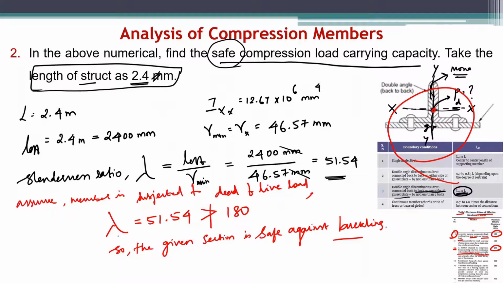And also, if the lambda of any given section exceeds 180, or if the member is subjected to earthquake and wind, it should not exceed 250. If the slenderness ratio of a given cross section exceeds 180 or 250, then what should you do? We need to revise the section and make the slenderness ratio come down below the maximum limit. So that correction has to be done if it exceeds the maximum given slenderness ratio.